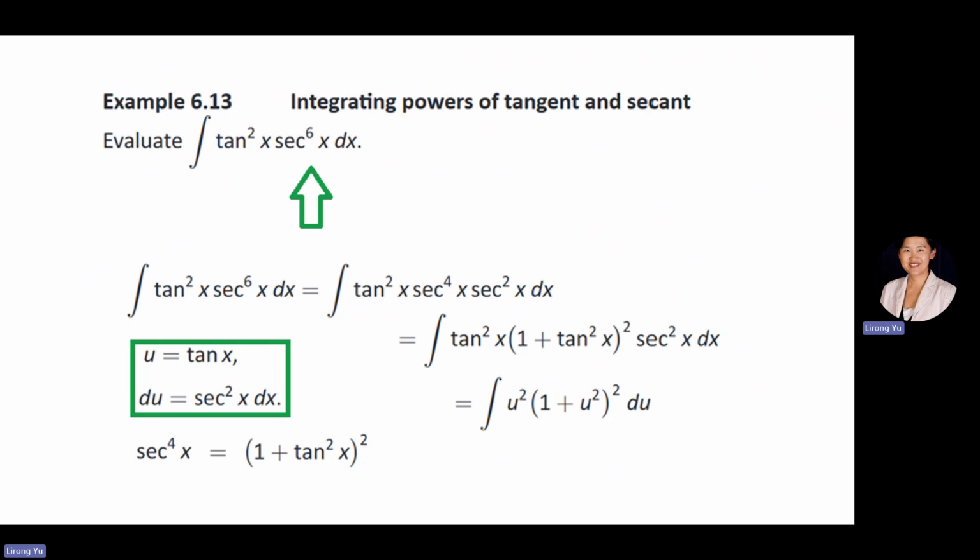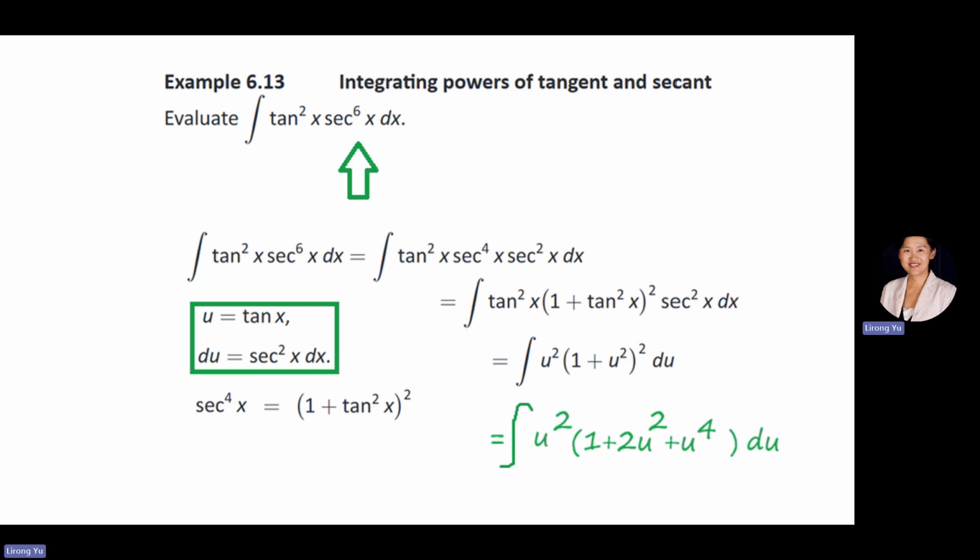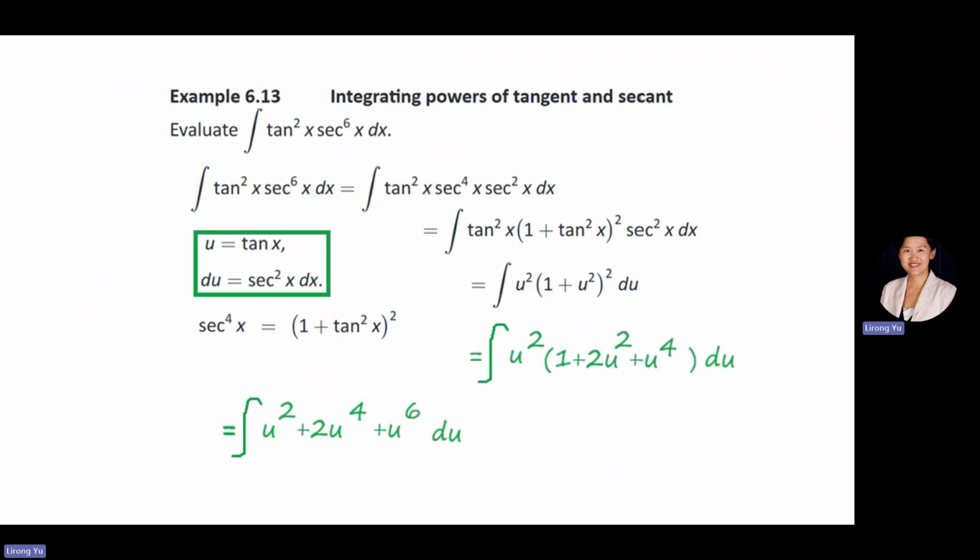You're going to have to expand the square part. The 1 plus u squared, say (a plus b) squared. So 1 squared is 1, u squared squared is u to the 4th. Then we multiply these two as u squared and double it, that's the middle one. So that expands the square part. The outside has a u squared, so we multiply the u squared to every term. That makes it a polynomial in u, and we can use the power rule to integrate this.